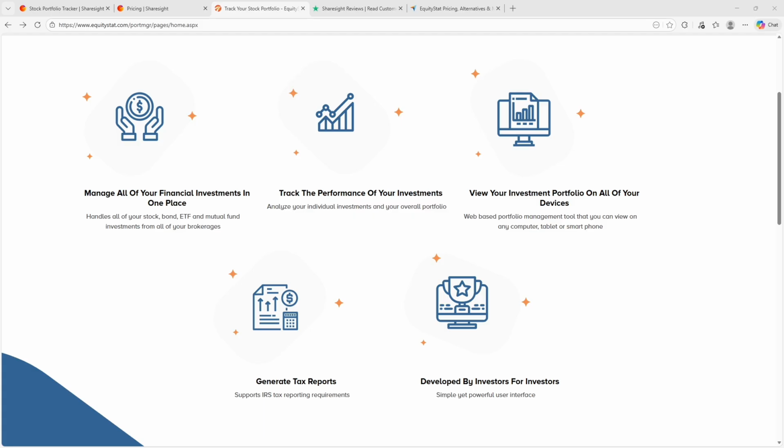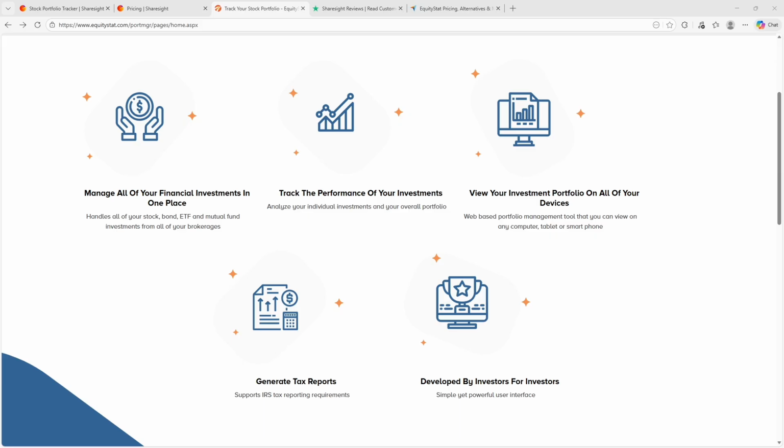However, this strength can also become a barrier. EquityStat is less focused on dividends, cash flow visibility, or investor-friendly summaries. It assumes a higher level of financial literacy and is better suited to users who already understand performance metrics and want deeper insight rather than guidance.